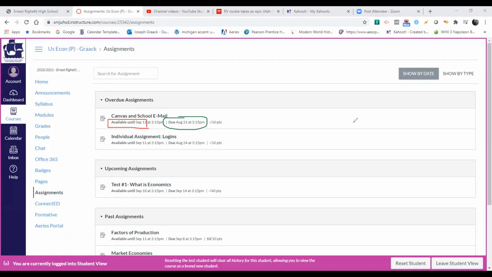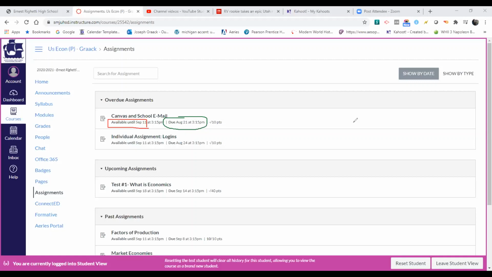The due date, August 21st, say for the Canvas and school email assignment, that is the actual date that it's going to appear in Aries as it should have been turned in, and here's your grade. So if you have not turned something in by the due date, the next day in Aries, it's going to show up as a 0 out of 10, 0 out of 20, 0 out of 40, whatever the possible score was. The available until date is the date that you can turn it in with still 100% full credit.